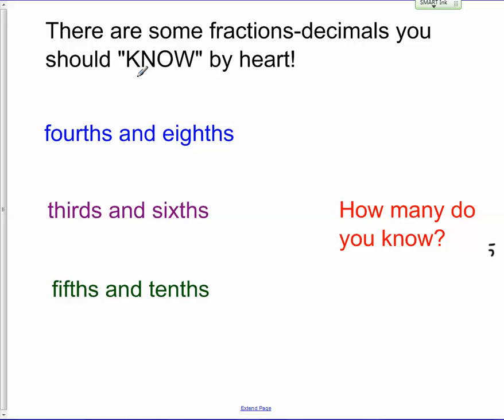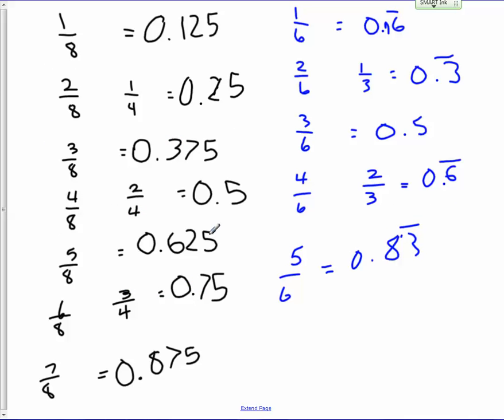Okay, and then there's some fractions you should just know by heart. So I had you write these down and write down the equivalencies that you knew. So you did all of the fourths and the eighths, all the thirds and the sixths, all the fifths and the tenths. And then some of you came up to the board and wrote them down. So these are all of the eighths, and 1/4 is the same as 2/8, so it's next to it, and 2/4 is the same as 4/8.